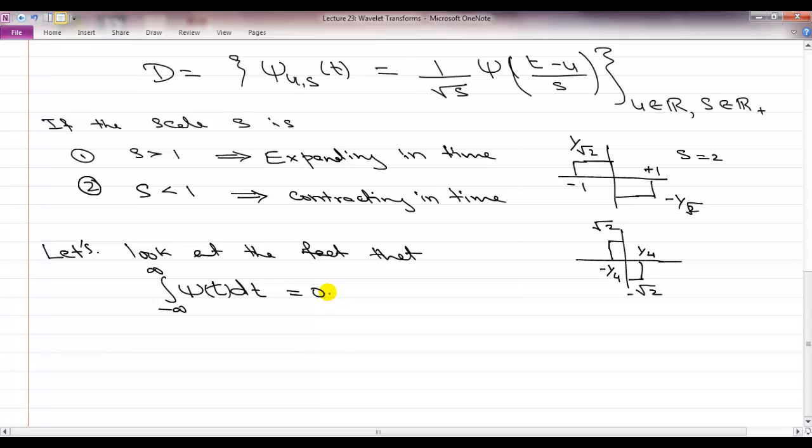Now, this mother wavelet has a Fourier transform. So psi of t has a Fourier transform, psi of j omega. Okay. We know that the mean of this mother wavelet is 0. What do we know about the Fourier transform of this mother wavelet?